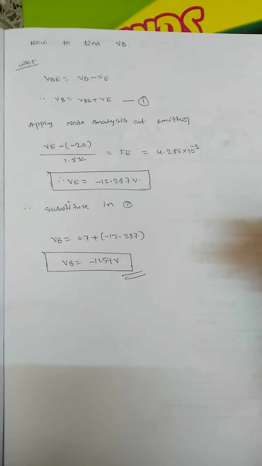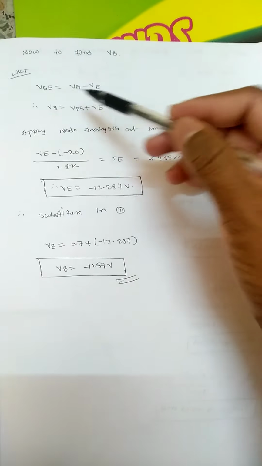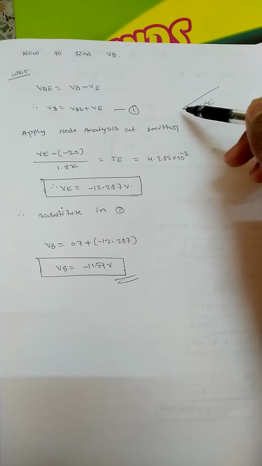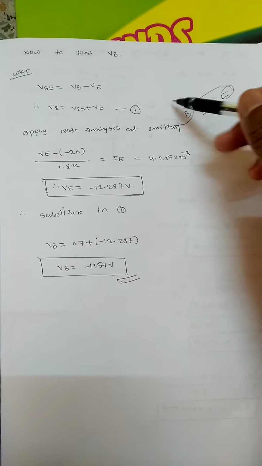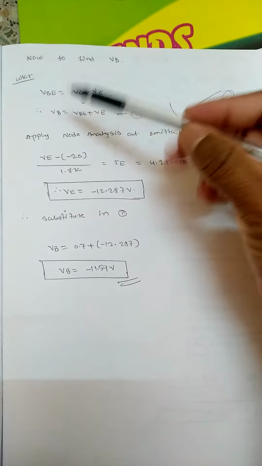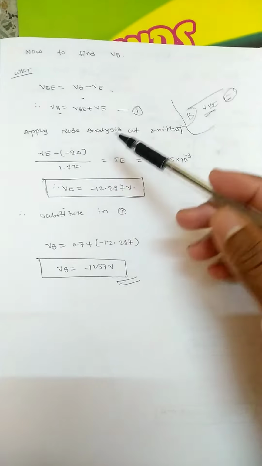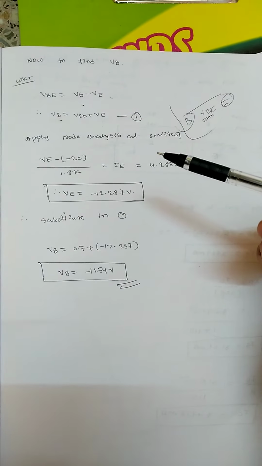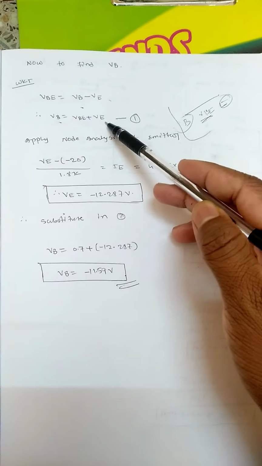So now I have got VC. The second term I need to find is VB. I know the relation VBE equals VB minus VE. Previously I said that the voltage between two points B and E is the difference of VB and VE. Therefore VB I can write as VBE plus VE. I know VBE, that is 0.7, so I need to find VE here.